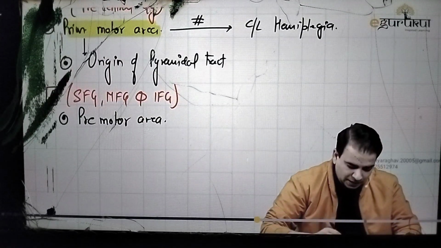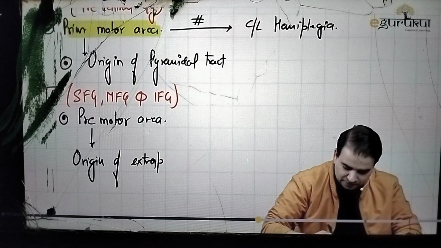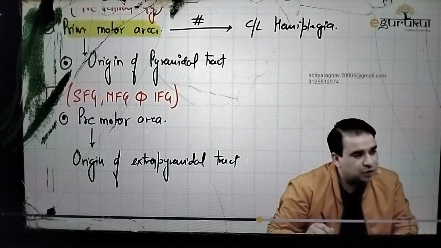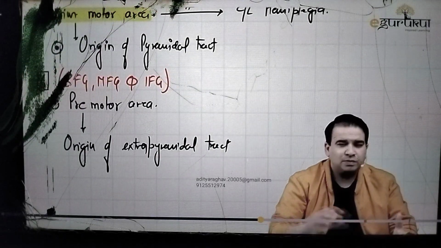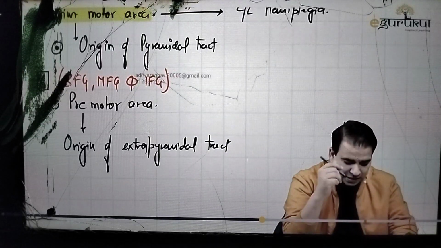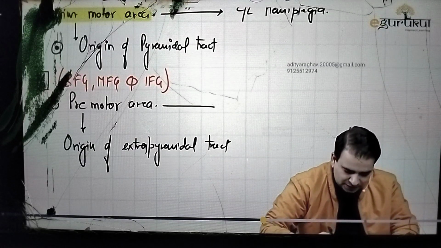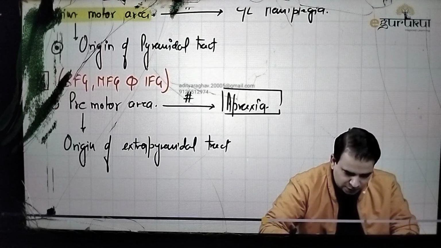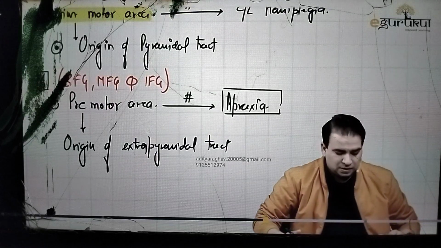And this premotor area is a site for the origin of the extrapyramidal tract. All those corticorubral, corticobulbar and corticopontine tracts, apart from the pyramidal tract, whatever descending tracts we have coming from the cortex, that is the extrapyramidal tract, they will originate from area number 6. And if there is injury to area number 6, there will be apraxia. There will be difficulty in performing skilled movement.